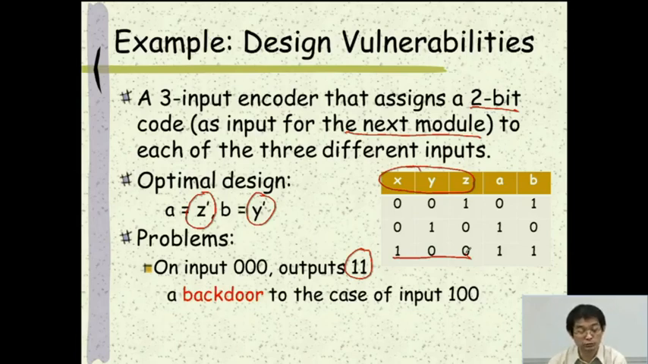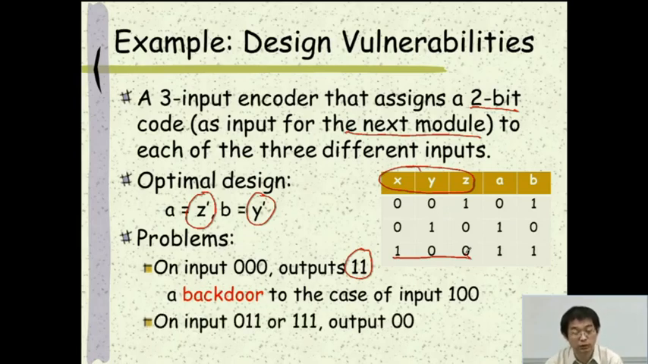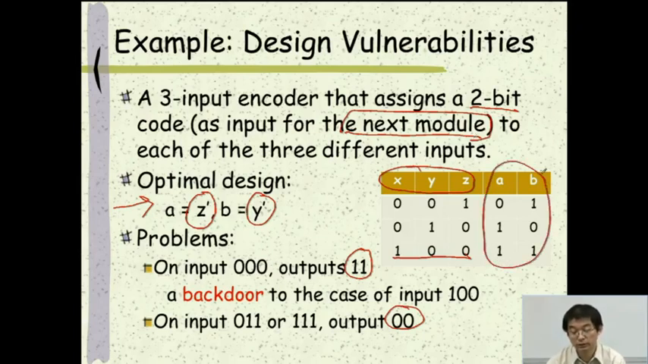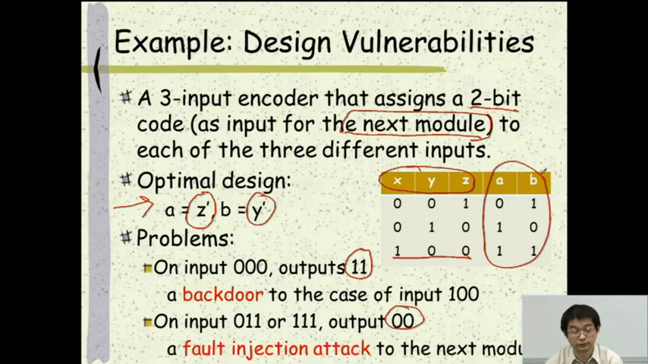The second problem is actually maybe a more severe one. When we have inputs such as 0, 1, 1 or 1, 1, 1, the output of this optimal design gives us 0, 0 as output, which will be fed into the next module as input. However, if you come back to our system specification here, it does not specify 0, 0 as a potential output. That means the next module may not consider 0, 0 as a valid input. This may cause some problems for the next module, which potentially can be something called a fault injection attack.